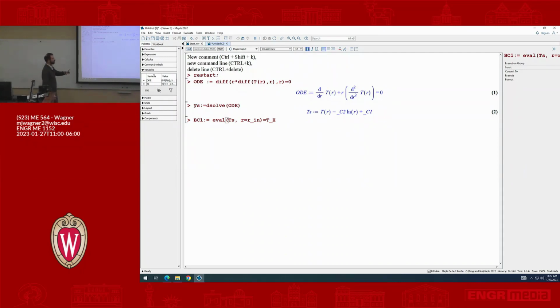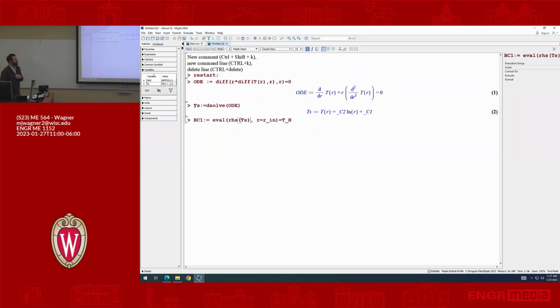One other problem, though. This TS includes both the left-hand side and the right. It's the entire expression. We only want to say the right-hand side is equal to TH, right? So we need to specify that we only want to evaluate the right-hand side of TS and then evaluate that at R in. So to do that, we use the command RHS of TS.